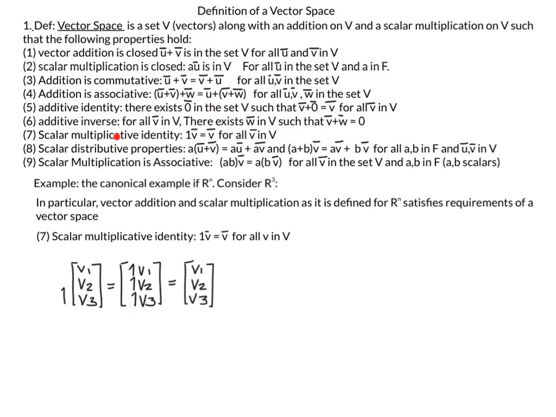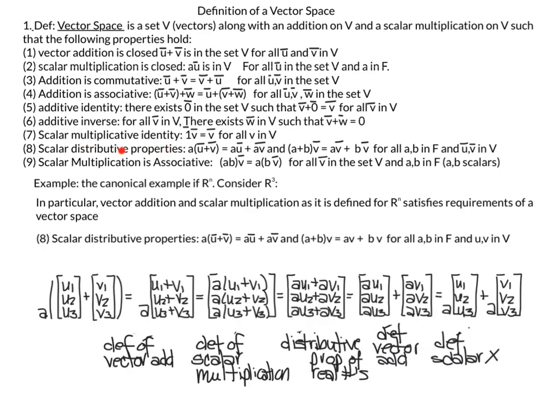Our next property is the scalar multiplicative identity, which says there's a scalar, which we'll call unity, denoted with 1, that times any vector v in our vector space gives us back our original vector v. So our scalar 1 times v1, v2, v3: using our definition of scalar multiplication, 1 times each of the coordinates gives us 1 times v1, 1 times v2, 1 times v3, and that's simply equal to v1, v2, v3. So 1 is our multiplicative identity.